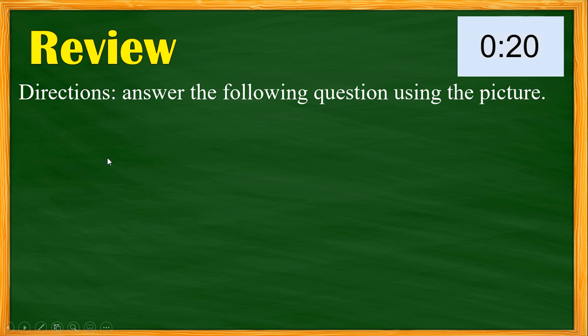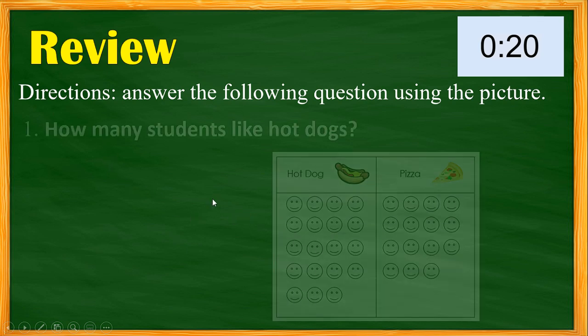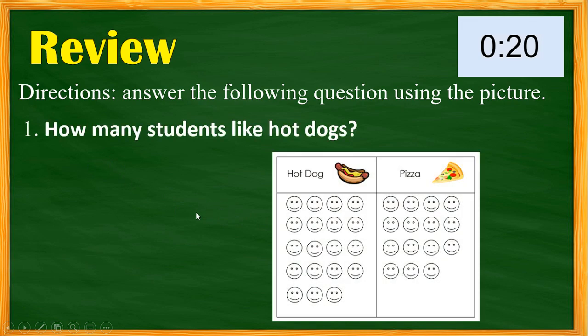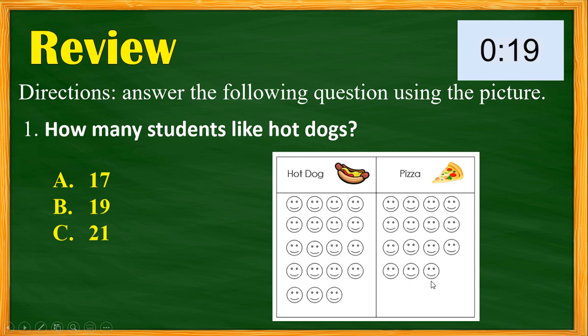We're going to answer the following questions using the picture. For number one, how many students like hot dog? This will be the picture. Then this will be the choices. Letter A, 17, B, 19, C, 21. You have 20 seconds. Your timer starts now. Comment down your answer in the comment section below.